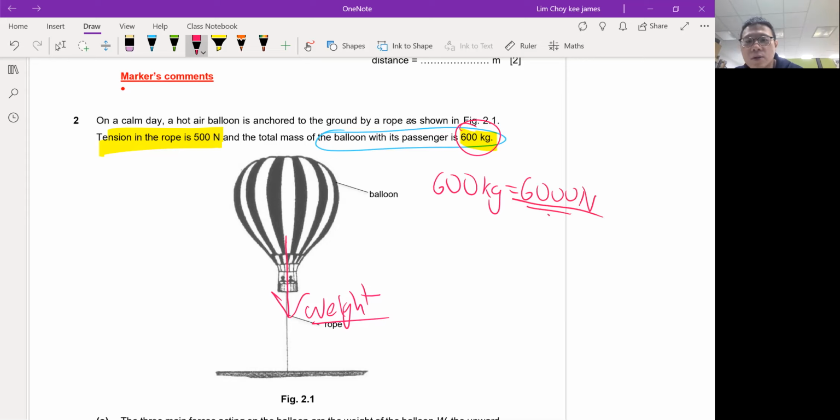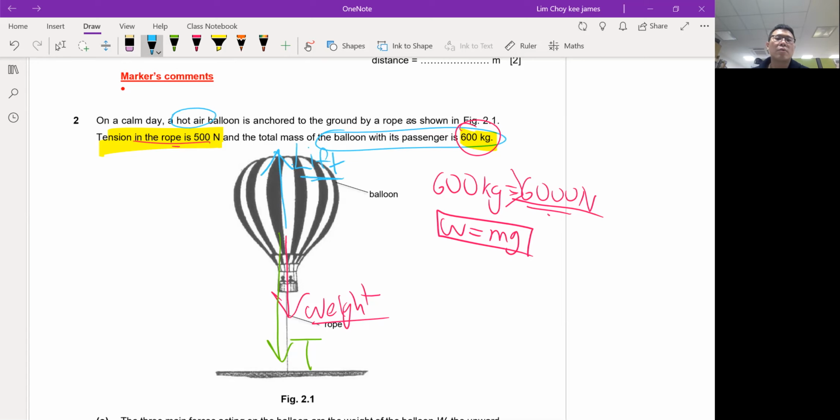How do I do that? Classic, simple formula: weight equals mg. My weight is downwards, and I have a tension in the rope which is pulling the object down. After that, I have an upward force here, because the hot air balloon is going to float up. There is actually an upward thrust here. So this will be the lift force, the upward force.